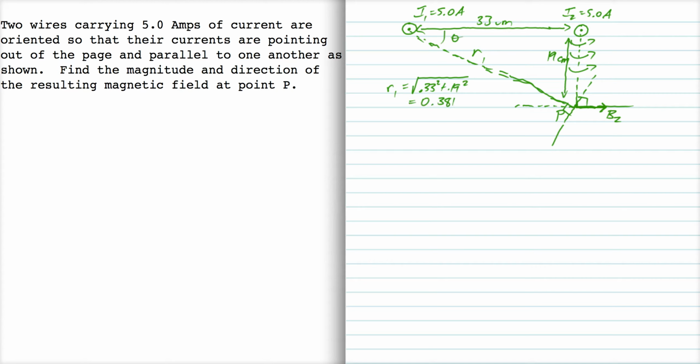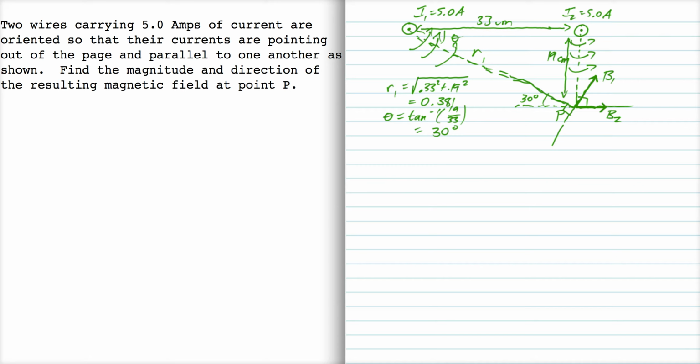And I'm also going to need this angle theta here. Theta is inverse tangent of opposite over adjacent, which is 30 degrees. So that means this is 30 degrees. Looking at the field surrounding this current, it goes around counterclockwise, so that means it's going to go up like this. And here's B1.